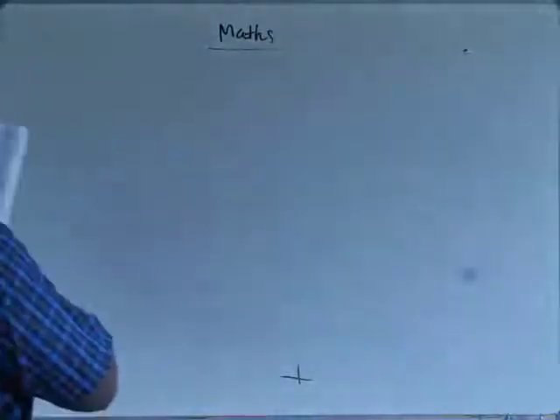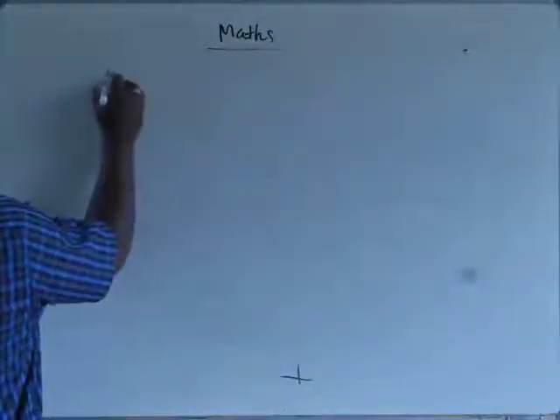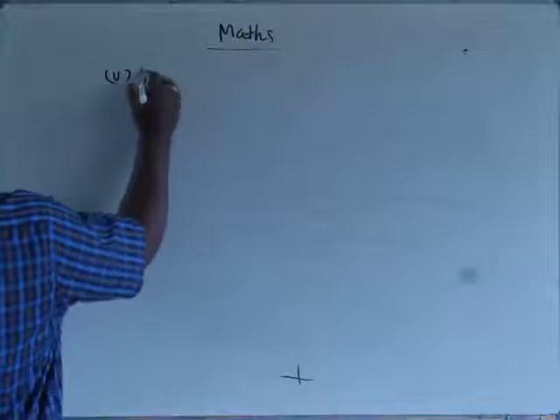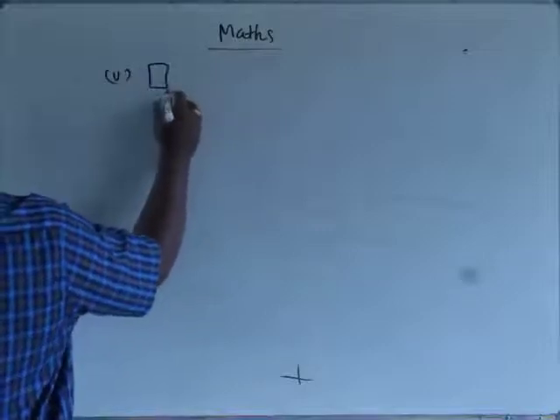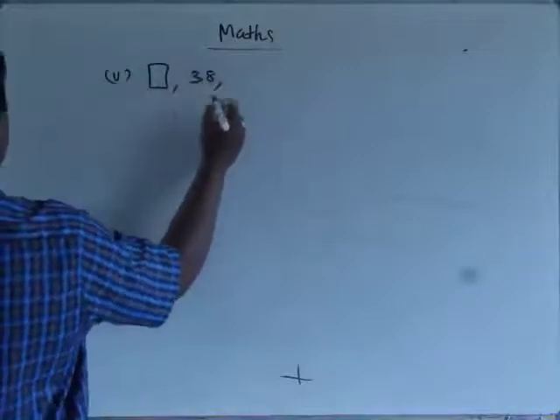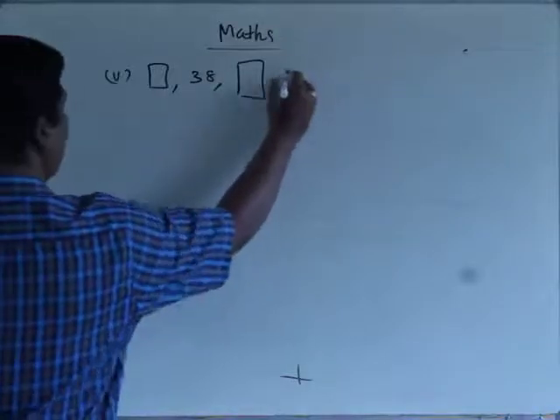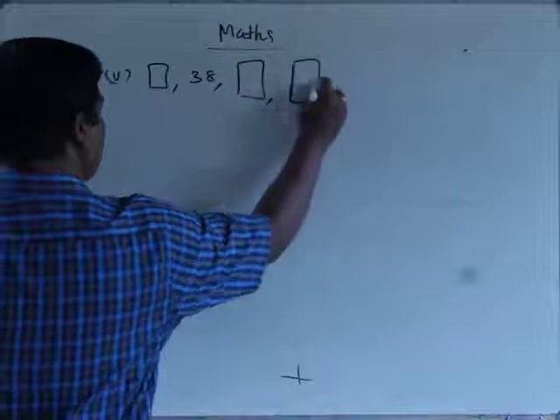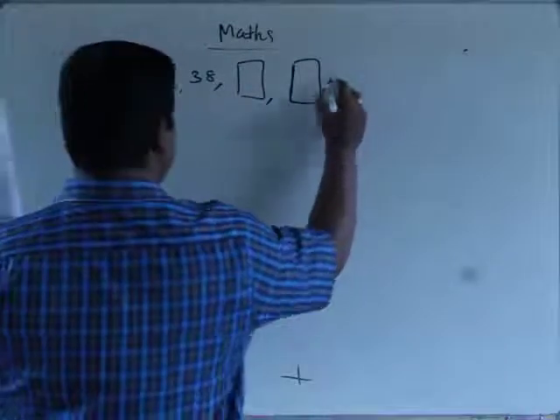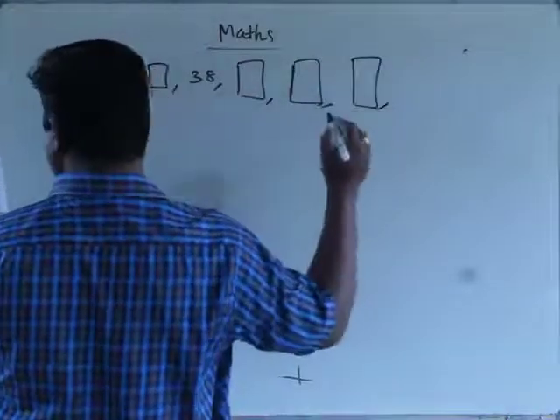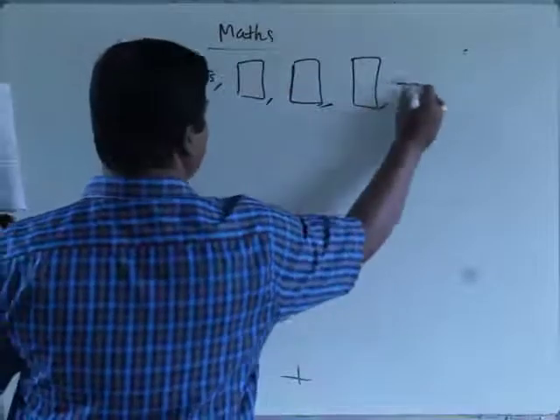So next one, the fifth one: box, comma, 38, comma, box, again box, comma, box, again box, minus 22.